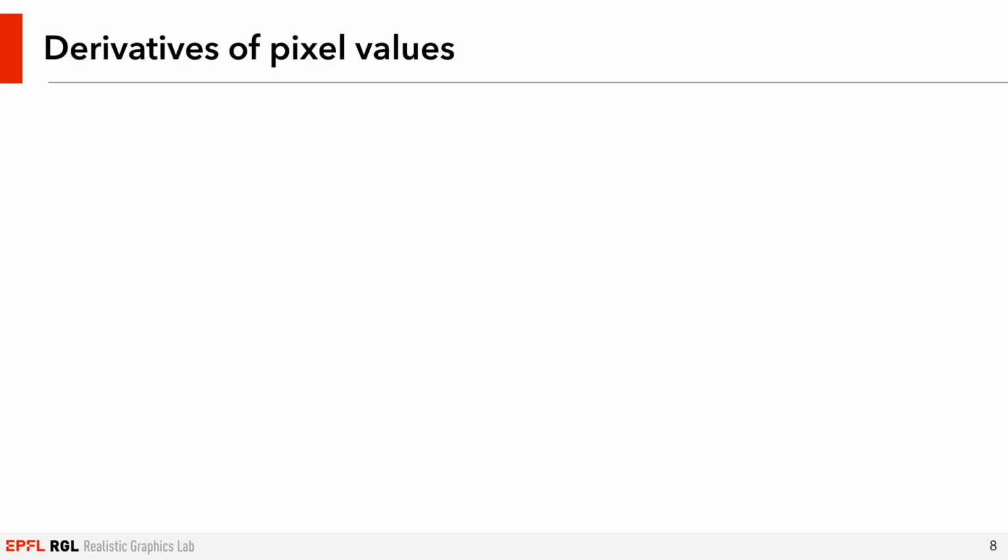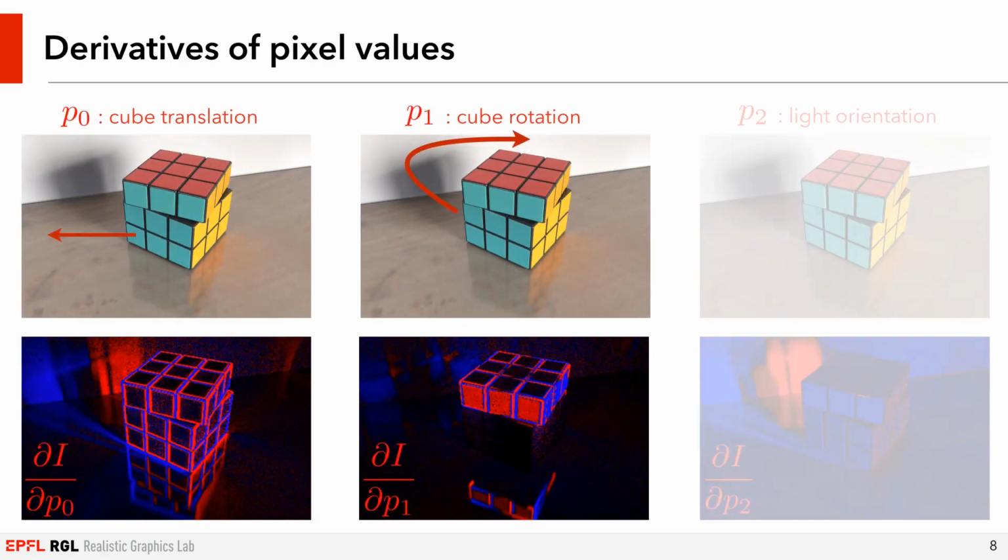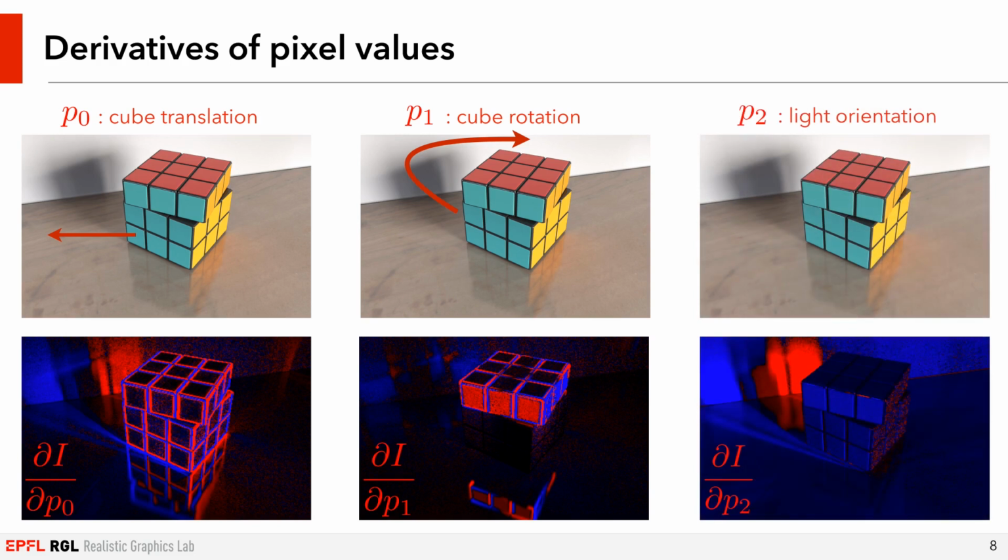So let's have a look at these partial derivatives of pixel values. For each parameter in the scene, for instance, a parameter controlling the translation of this cube or the orientation of the light, there is a corresponding image that contains the partial derivatives. And these derivatives basically tell us whether the pixel values are increasing or decreasing when we change the corresponding parameter.